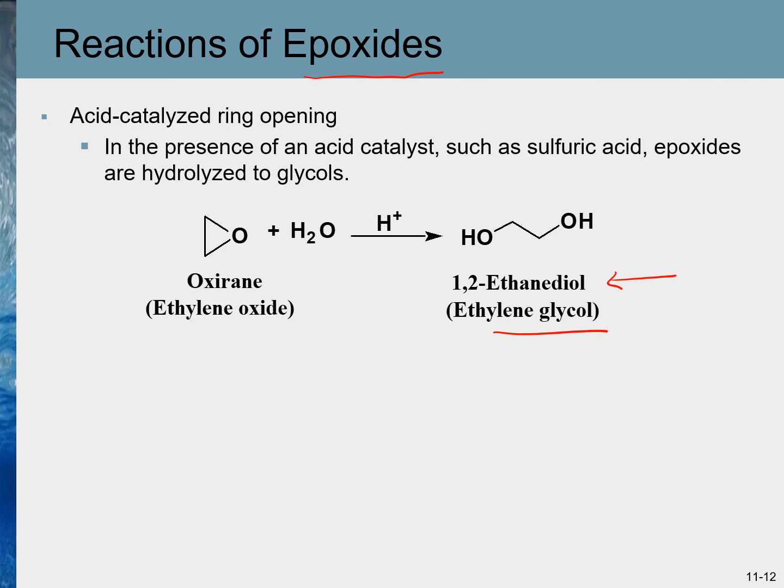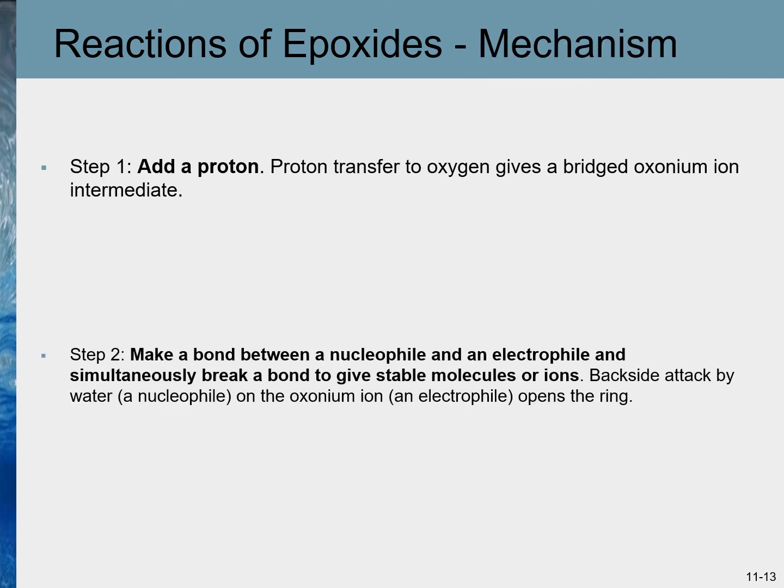Let's take a look at the mechanism of this reaction. The mechanism of acid catalyzed ring opening reaction involves an SN2 type of reaction mechanism. Let's take an example of the ring opening reaction of oxirane. In the presence of water and an acid, it results in formation of 1,2-ethylene glycol.